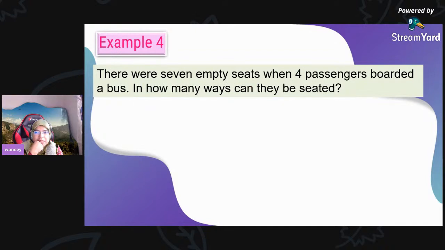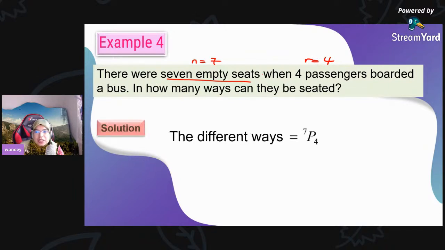There were 7 empty seats when 4 passengers boarded a bus. In how many ways can they be seated? Okay, so we have 7 empty seats, so that means n is equal to 7. 4 passengers boarded, so R is equal to 4. Out of 7 empty seats, 4 of them must be seated. So this one is 7P4, or you can easily calculate it to become 840 ways.